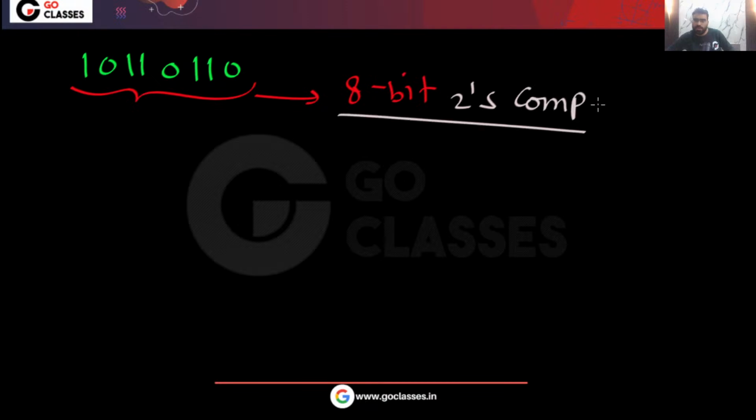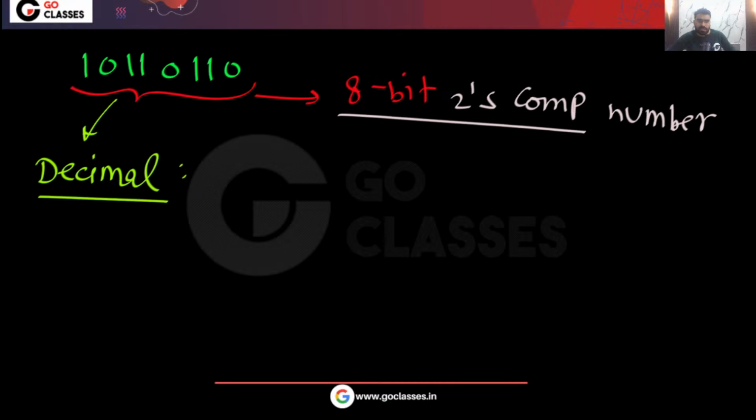Yes or no? 8-bit 2's complement number. If this is an 8-bit 2's complement number, you tell me what this number is in decimal. Let's calculate in decimal what this number is. You can see that in decimal, this has the negative weight.